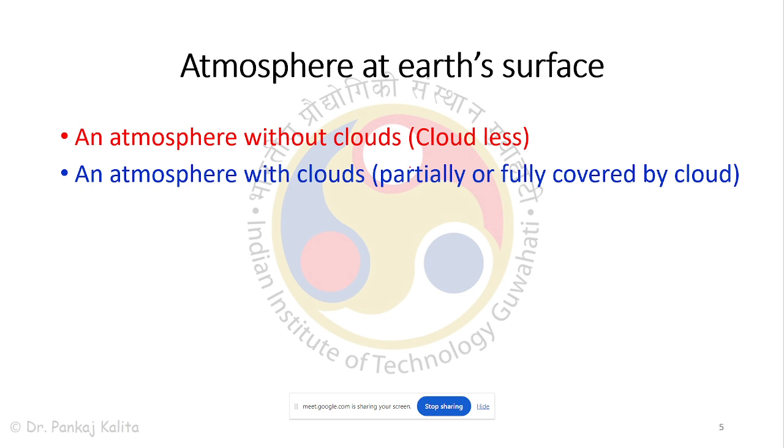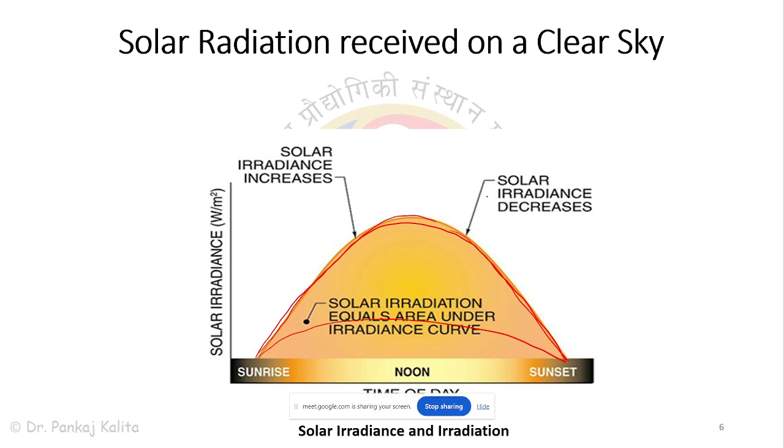Now, the atmosphere at Earth's surface could be cloudless or partially or fully covered by cloud. So, depending on whether it is a clear day or a partially cloudy day, the solar radiation differs. We have talked till now about the extraterrestrial region. Now, the solar radiation is entering the atmosphere, and here comes the factor of whether the sky is clear or not.